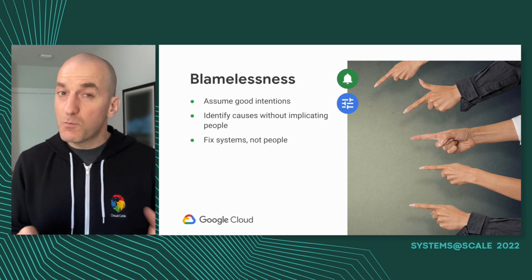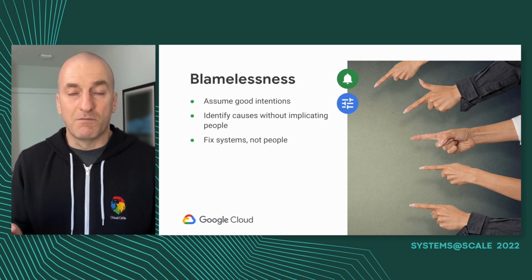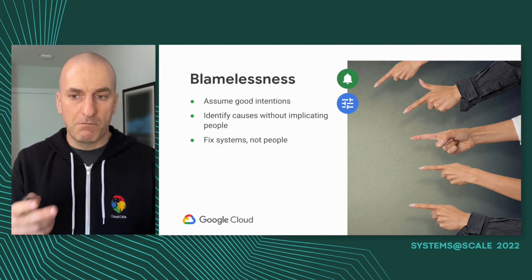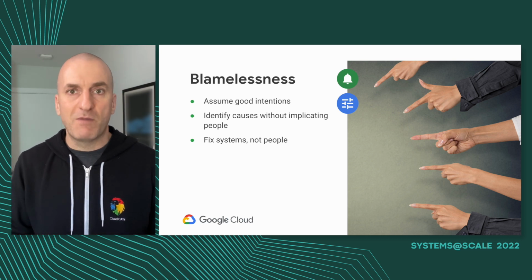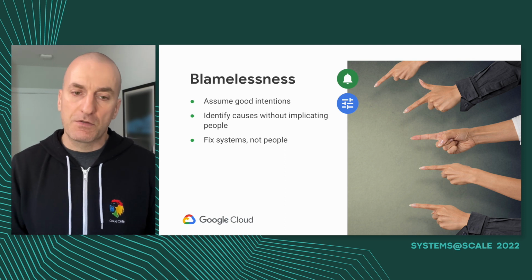Now, it is important to understand that some of the fixes may involve people. So for example, lack of incident response training is a people problem that needs to be solved by people training people, right? But we still think of it as a systemic issue.